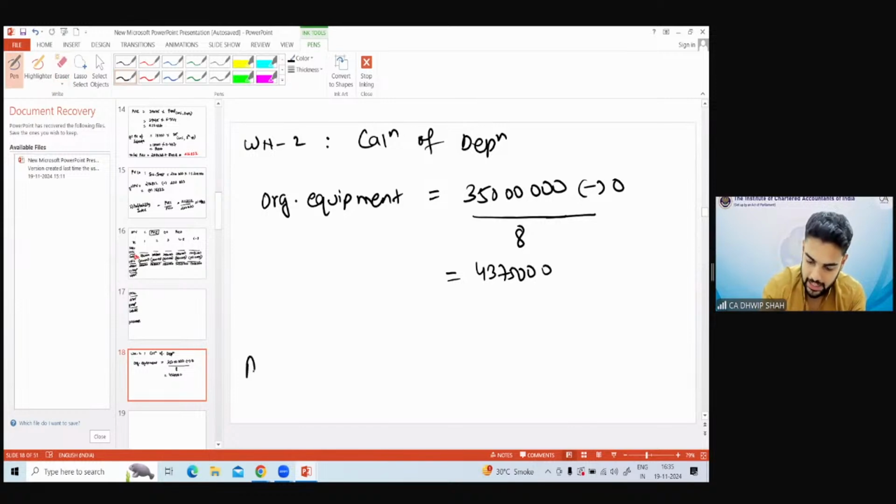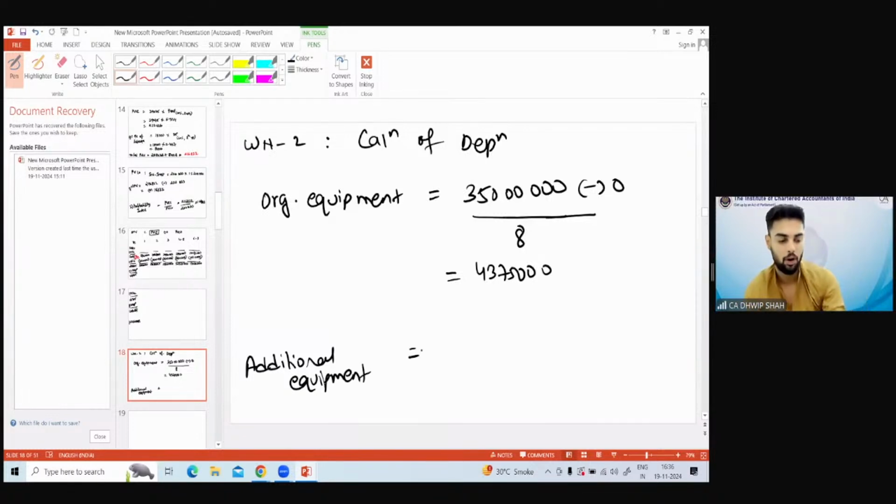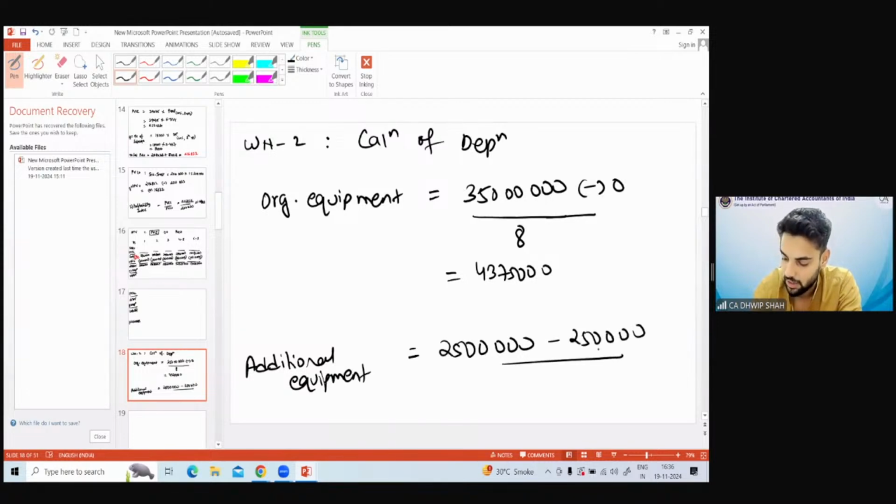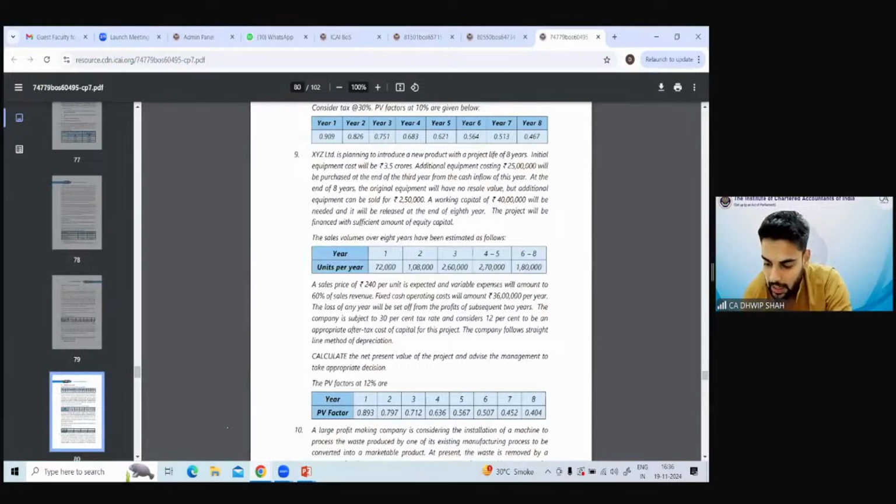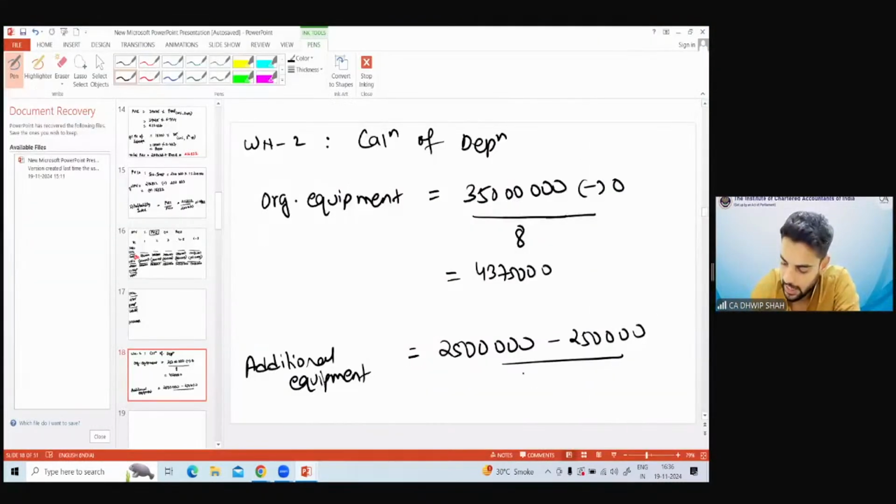Correct? And on additional equipment, again there would be depreciation, but it would come from year 3 to 5 because we have bought this additional equipment at the end of year 3. So additional equipment is costing 25 lakh, but it has salvage value of 250. Read the question carefully. It has salvage value of 250 and the life of that additional equipment is 5 years and not 8 years. So 4,50,000 is on additional equipment.